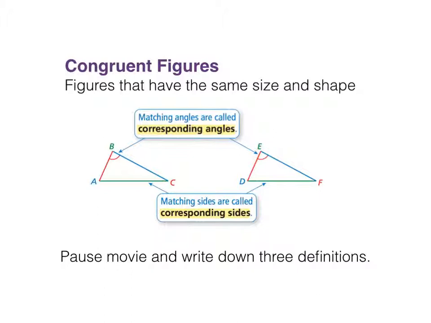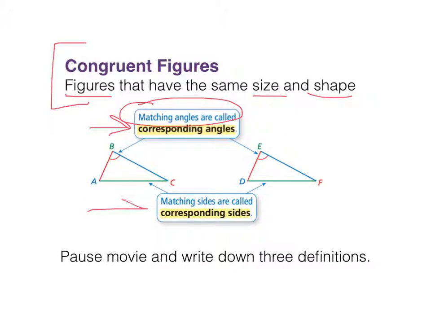What I'd like you to do now is pause the movie, write the definition down for congruent figures, which are figures that have the same size and shape. Then I'd like you to write down the words corresponding angles and right next to it matching angles, and corresponding sides and write down matching sides. Once you have these three items in your math notes, press play so that you can move on.